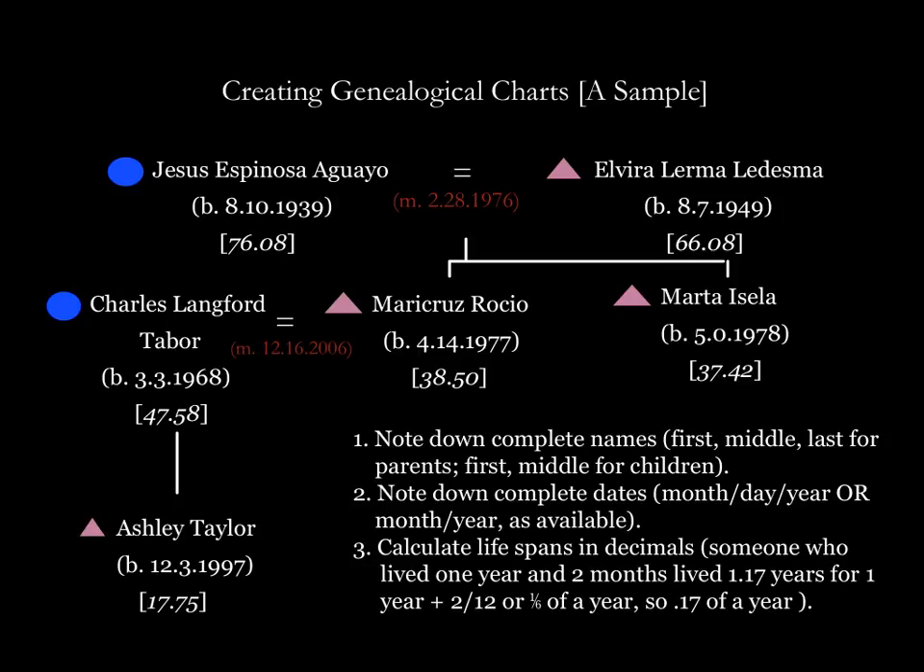So some general things to remember as you begin working on your family trees. Remember to note down the complete names as available for everyone. Remember to note down complete dates as available, both in terms of birth dates, marriage dates, and then if you happen to find them, death dates. And then remember to calculate lifespans in decimals. So as you can see there, someone who lived a year and 2 months lived for approximately 1.17 years. This is going to be an important sticking point when we start looking at statistics.